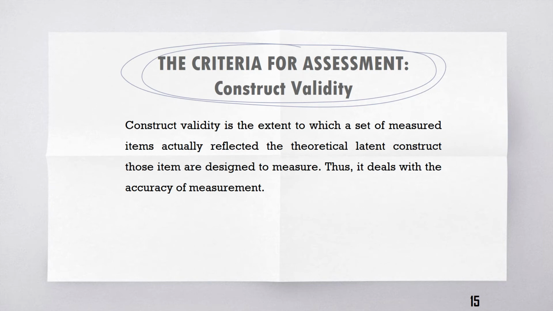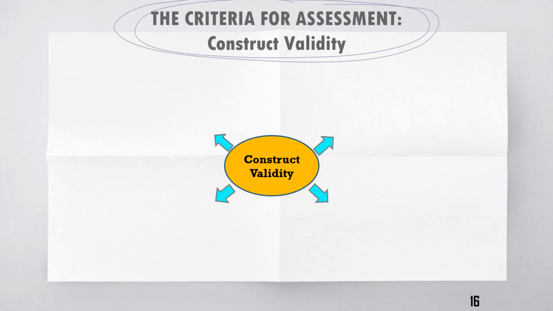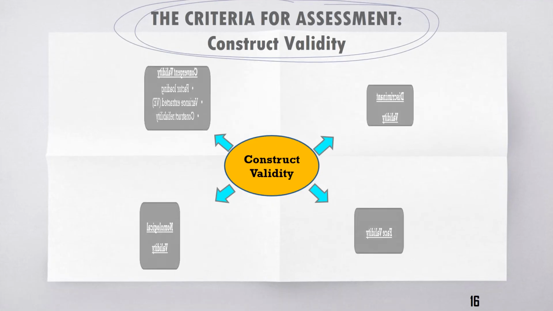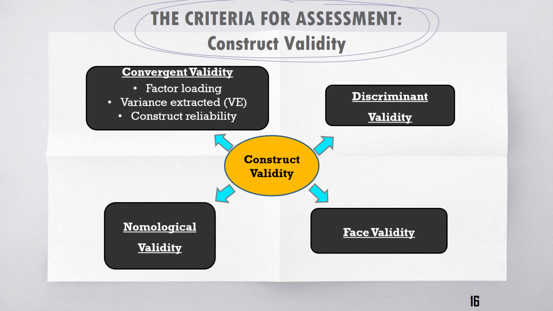The next criterion for assessment is the construct validity. The construct validity is the extent to which a set of measured items actually reflects the theoretical latent construct those items are designed to measure. Thus, it deals with the accuracy of measurement. Construct validity is made up of 4 important components, which are convergent validity, discriminant validity, face validity, and also nomological validity. The first one is the convergent validity.